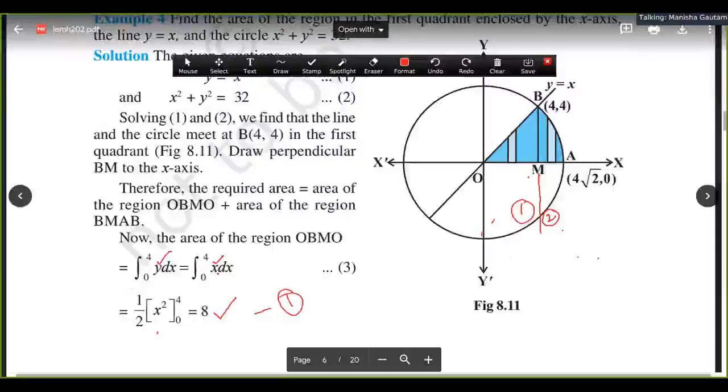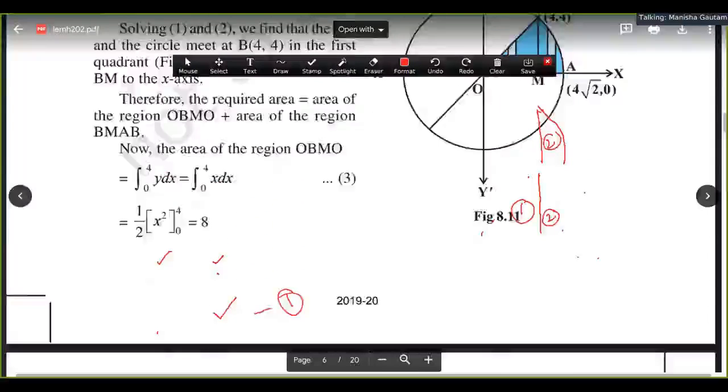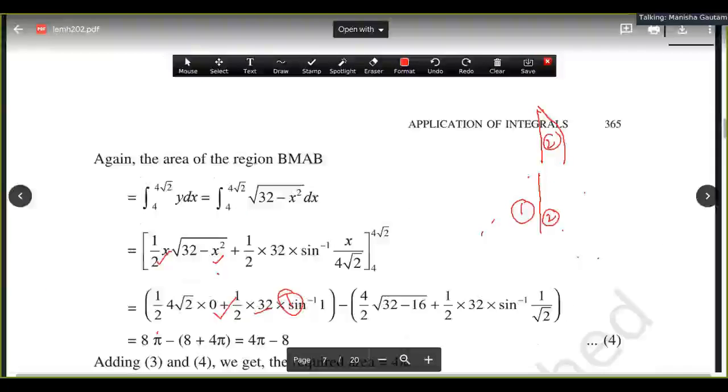Now for the second part, this perpendicular is drawn. Area under the circle, this is the circle, and the limit is from 4 to 4 root 2. Yes, 4 to 4 root 2. Integrate the second part. The value of y from the circle is under the root 32 minus x square. You have to apply the a square minus x square formula. Put the formula and apply the limit.